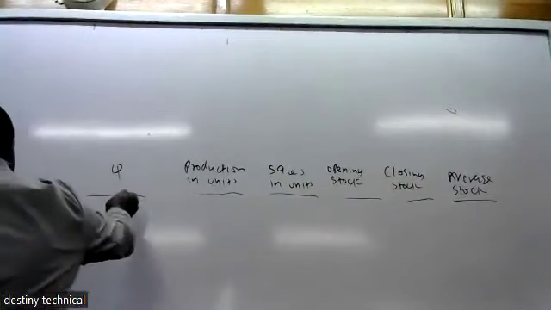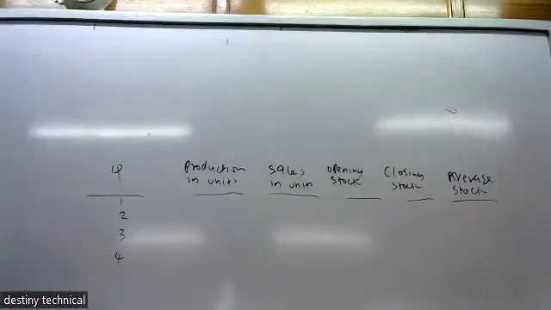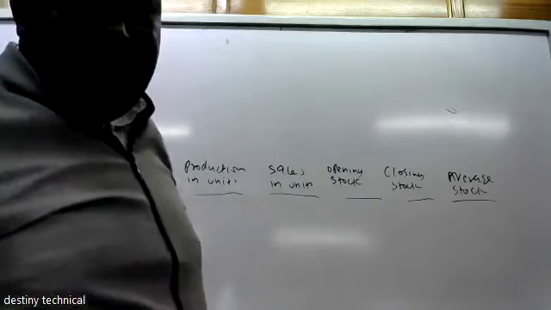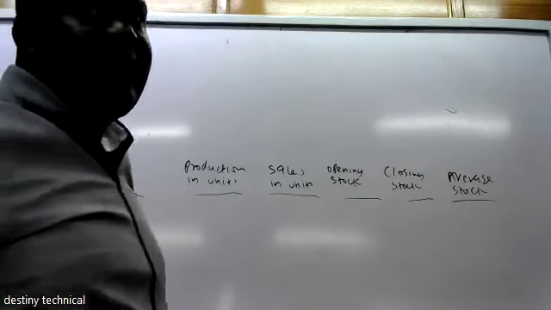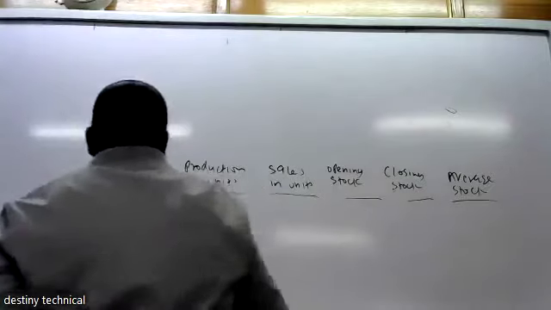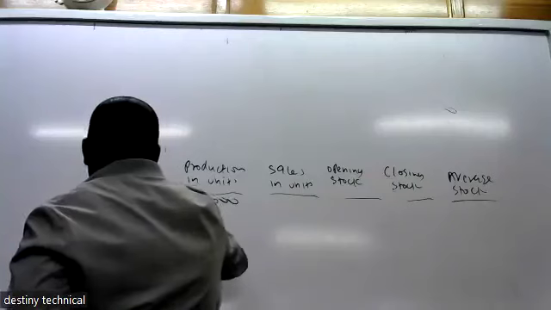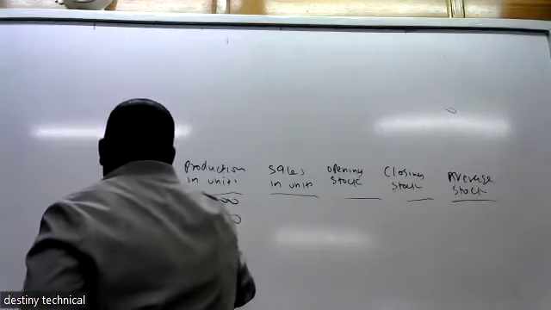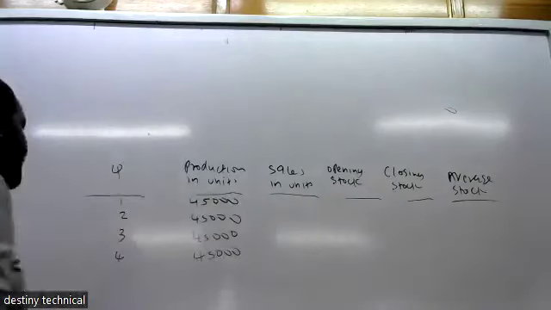So there is quarter 1, 2, 3, and 4. Production is the same for all of them. It is 45,000 units, so they were given. This one is 45,000, 45,000, 45,000, also 45,000.